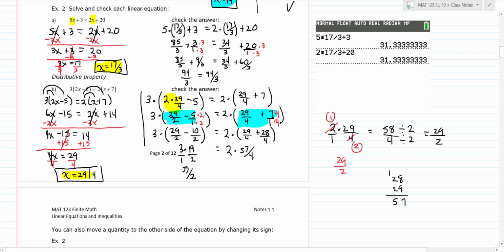Okay, like that. Then I'm going to put this over 1. And when I reduce this fraction, 2 divided by 2 is 1. 4 divided by 2 is 2. So notice I'm going to get the same answer. So that's 1 times 57 is 57 over 2. So that gives the same answer. That verifies that you're right.